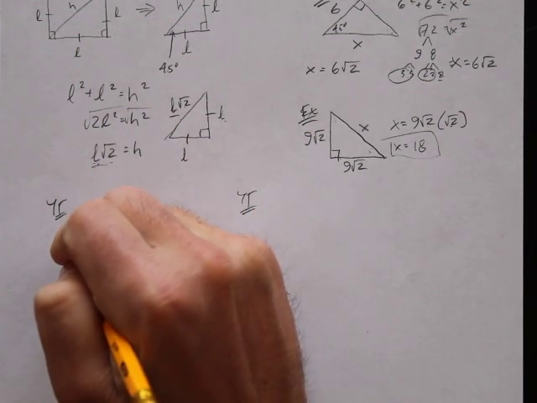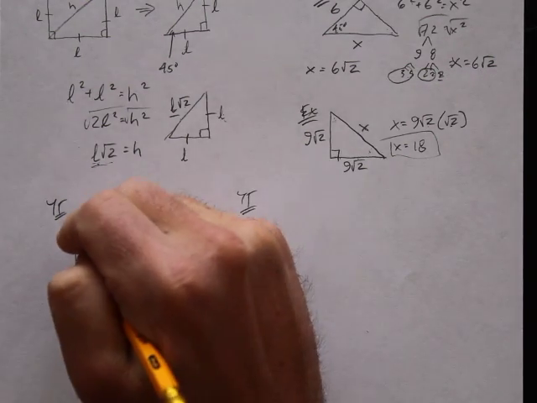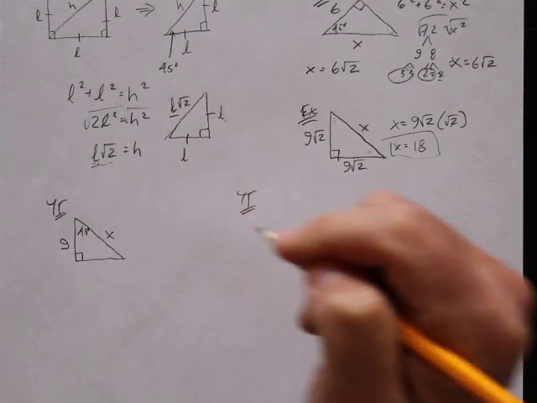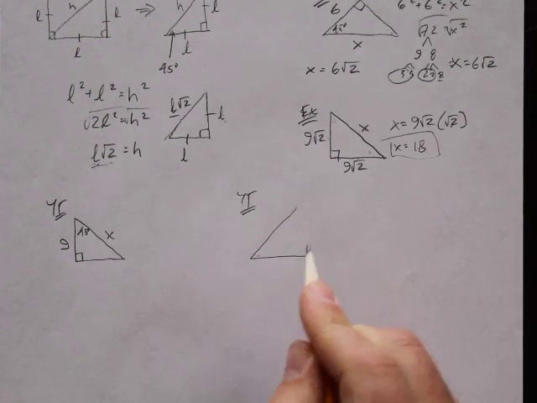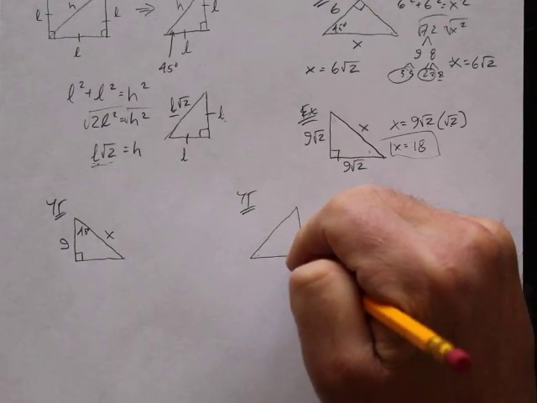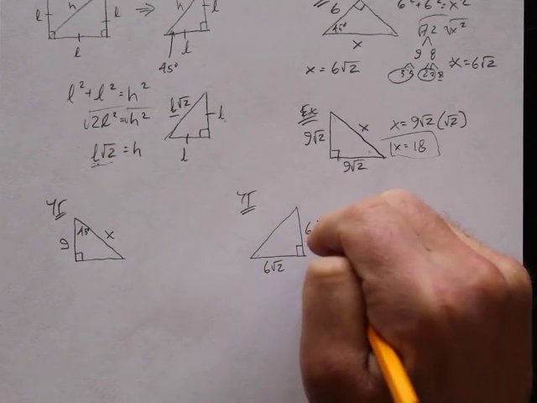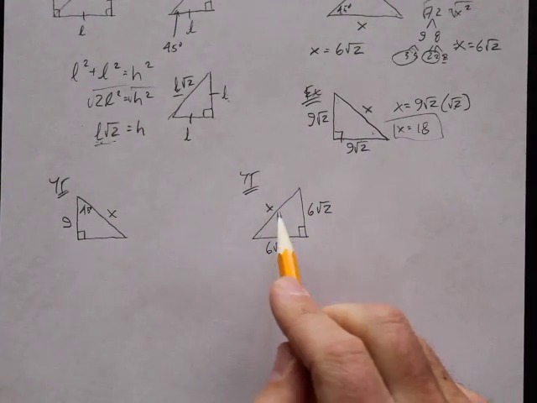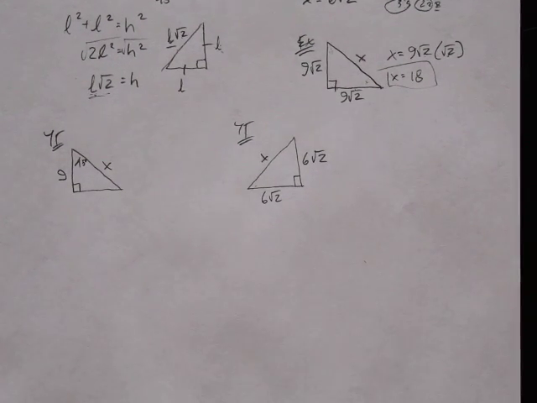So I have a right triangle here. This is 45 degrees, this is x, and this is 9. My other U-try: 90 degrees, 6 square root of 2, 6 square root of 2, and x. All right, find what x is here, and we'll get back and see how you did. All right, pause and get to work.